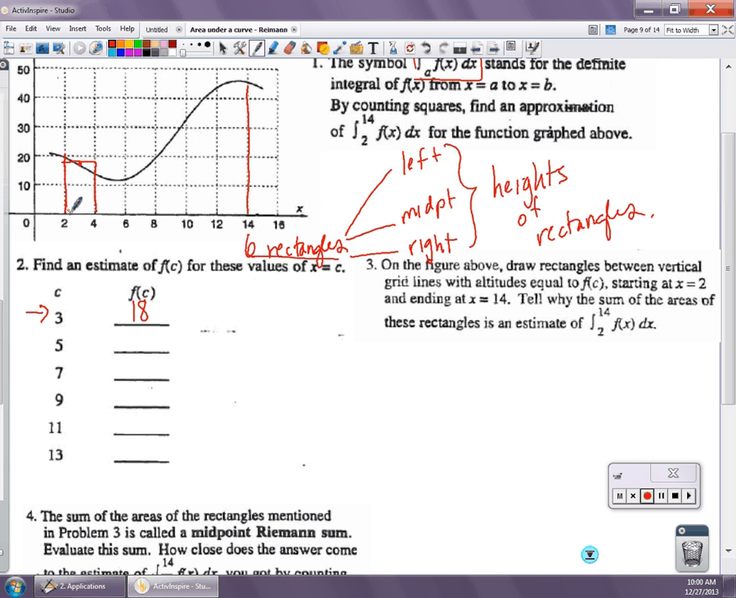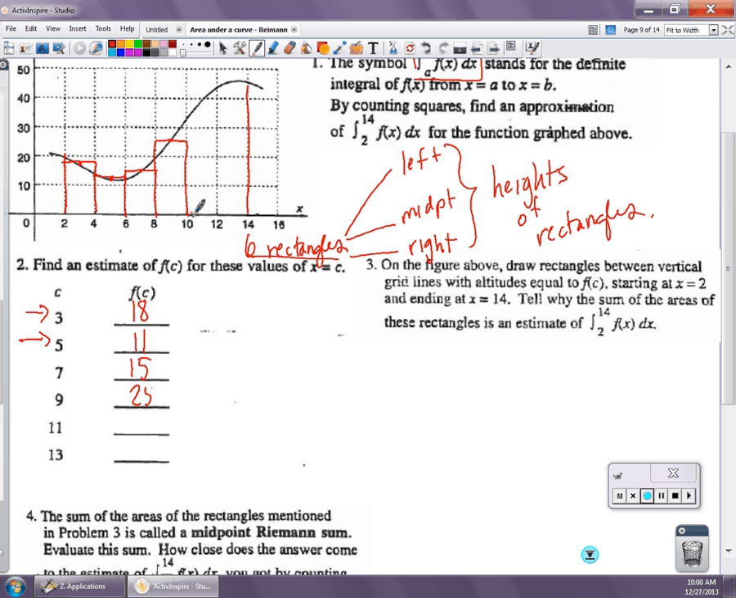All right, then we're going to go to 5. So when we go to 5, which is obviously the midpoint between 4 and 6, that's about height of 11. And that determines the height of the second rectangle. So that's midpoint number 2. Then we're going to go to 7. That's about 15. And that determines the height of the third rectangle. That's midpoint number 3. Then we're going to go to 9. That's about 25. That determines the height of the fourth rectangle.